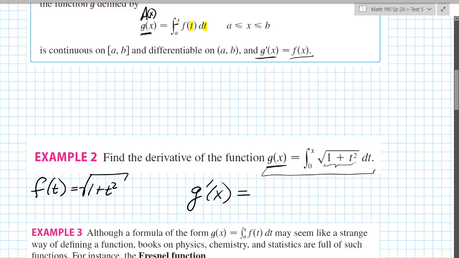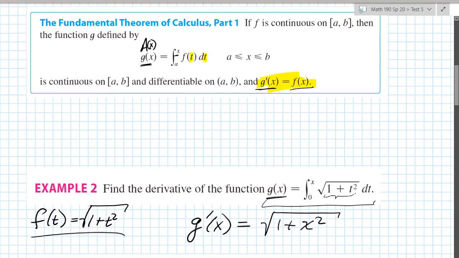So the question is, what is g prime of x? Well, if we look at the fundamental theorem, it says if we meet all the conditions, g prime of x is just f of x. So there's f of t. So what's f of x? There's f of x. And we're done with the problem. That's it. That's all we have to do. Check the conditions to make sure the fundamental theorem part 1 applies. And then if we want to take the derivative, we can just write the derivative.